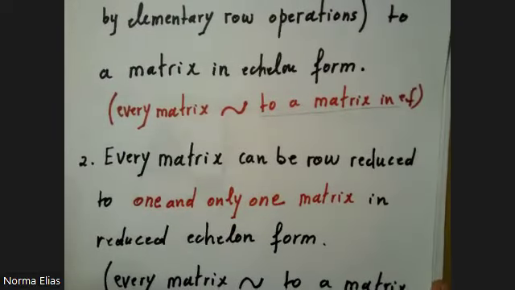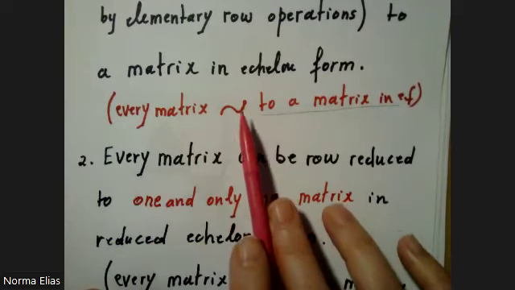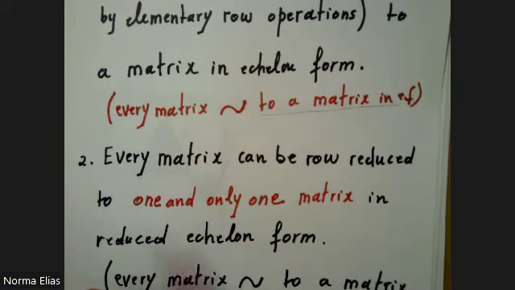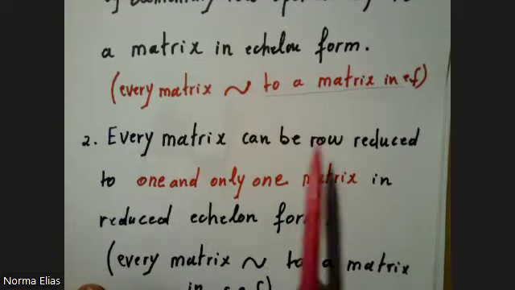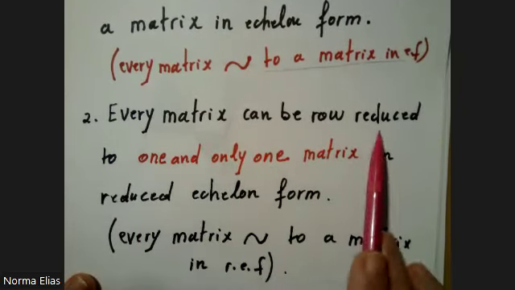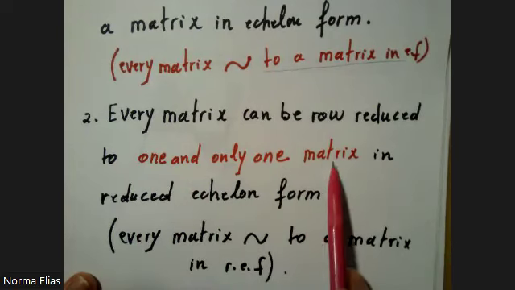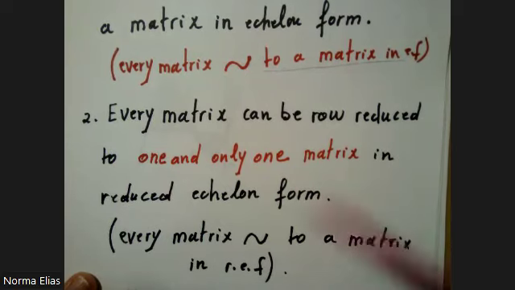Part 2. The first one tells me that every matrix is equivalent to a matrix in echelon form. Theorem part 2 tells me we can do more than that. Every matrix can be row reduced to one and only one matrix in reduced echelon form. It means we start with any matrix, and we can not only reduce it to echelon form, we can also reduce it to reduced echelon form, by performing only row operations. One and only one matrix, I will comment on it a little bit later, so it will start making sense to you.